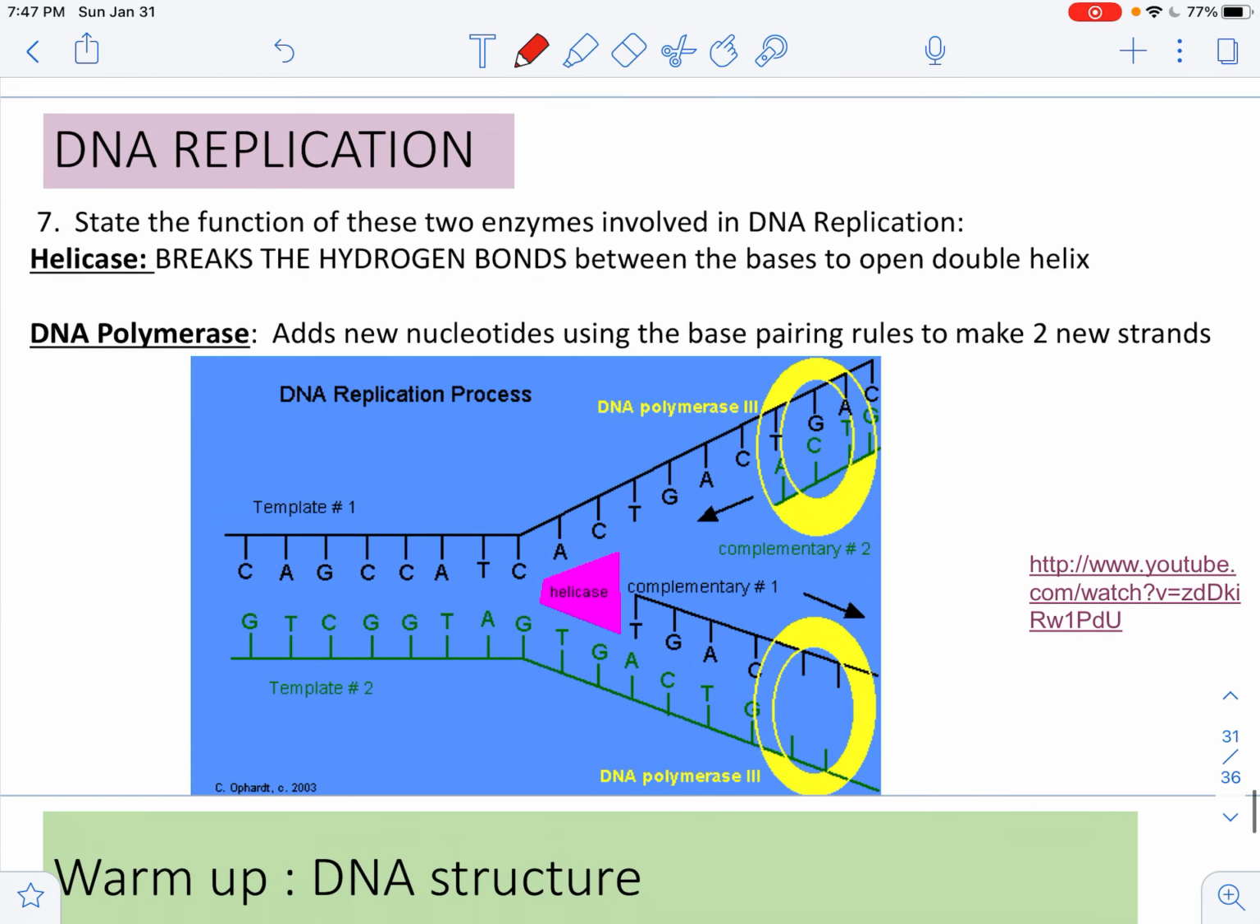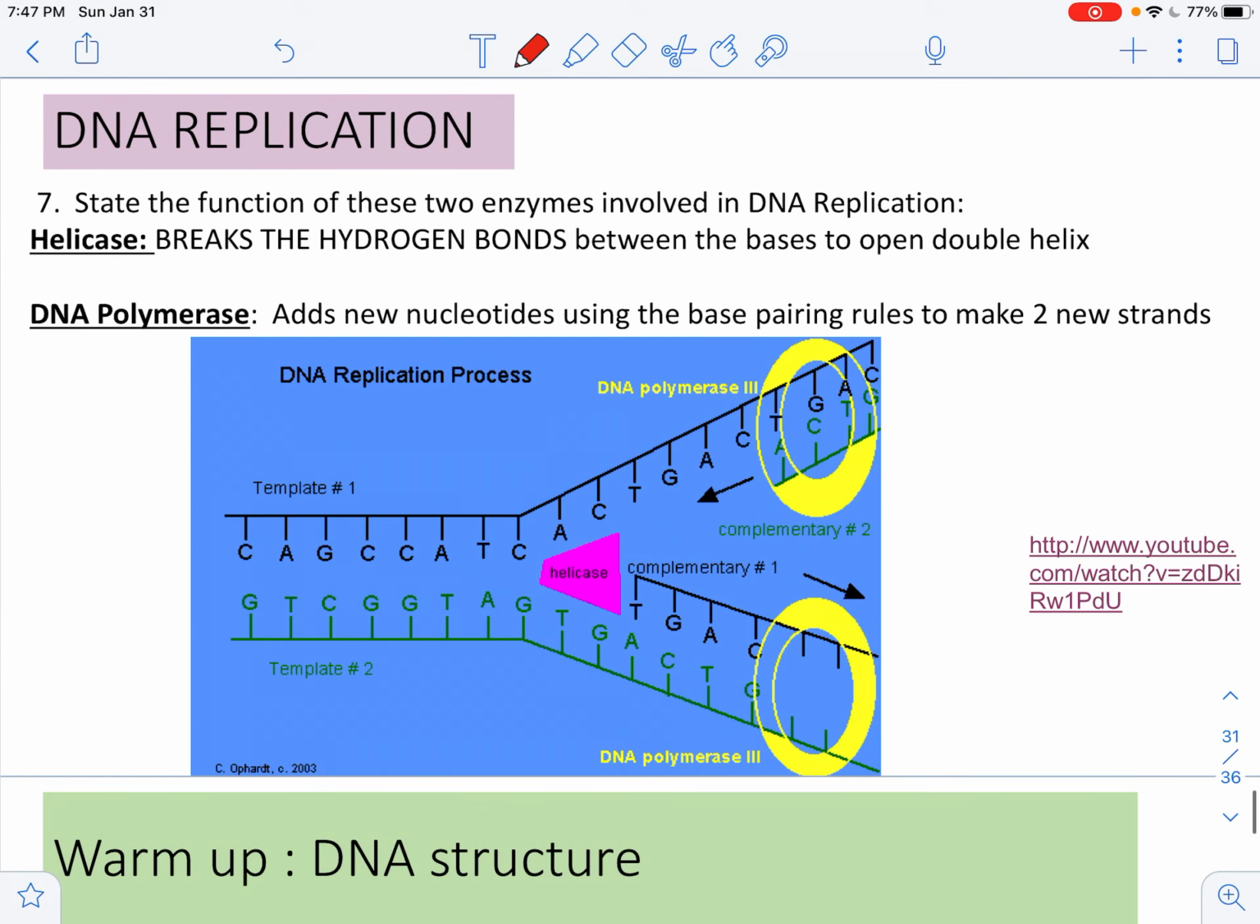The last thing then, we have you write it again: what DNA polymerase and helicase do. Again, you can pause and fill that in. Helicase breaks the hydrogen bonds between the bases to open up the double helix, and polymerase reads it and adds the proper nucleotides using base pairs.